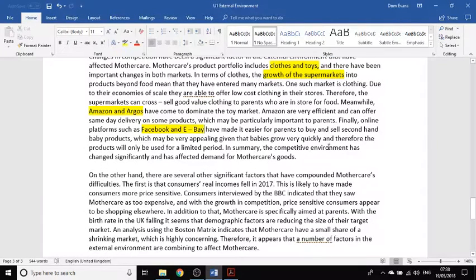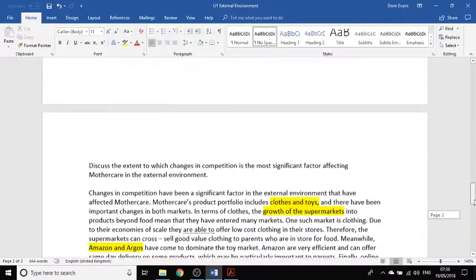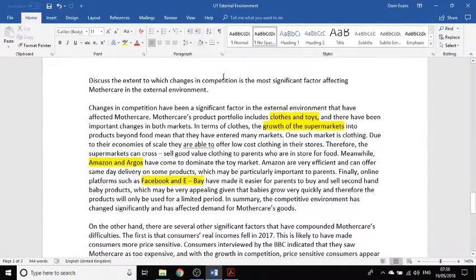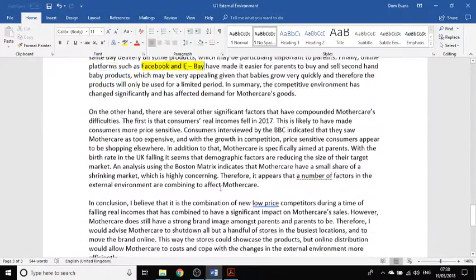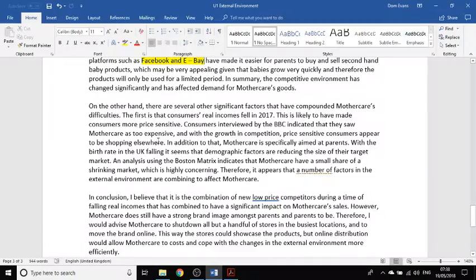In summary, the competitive environment has changed significantly and has affected demand for Mothercare's goods. All right, so I've linked back to the question. The competitive environment has changed significantly and it's affected demand. Okay, so now I need to bring in the other factors.